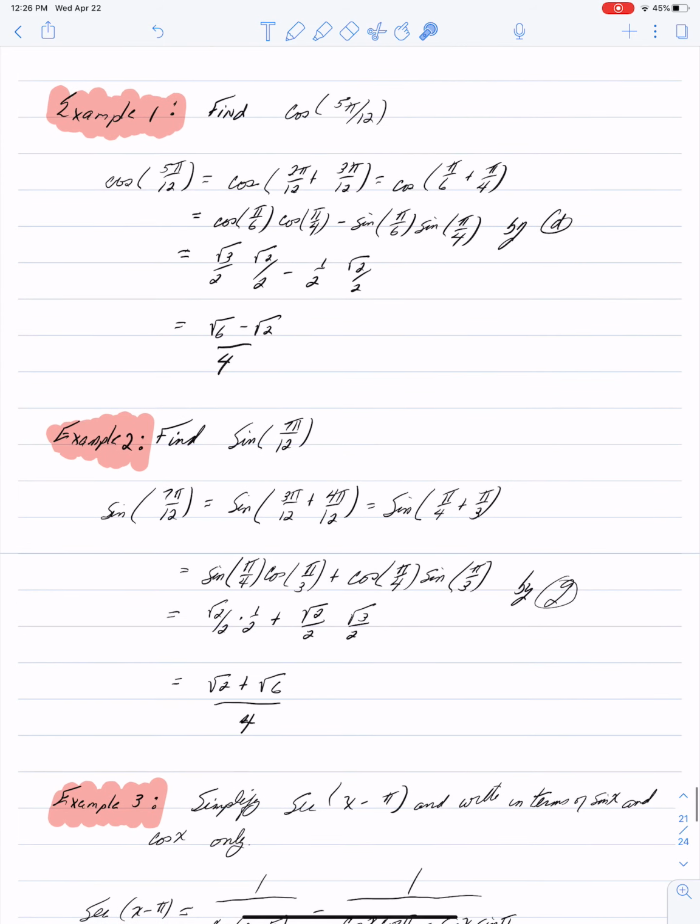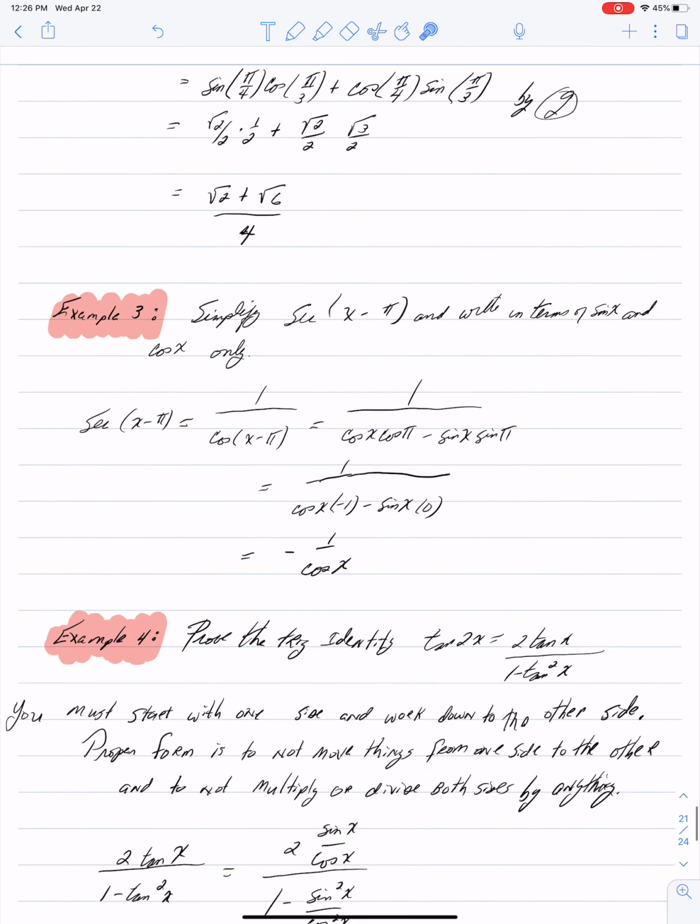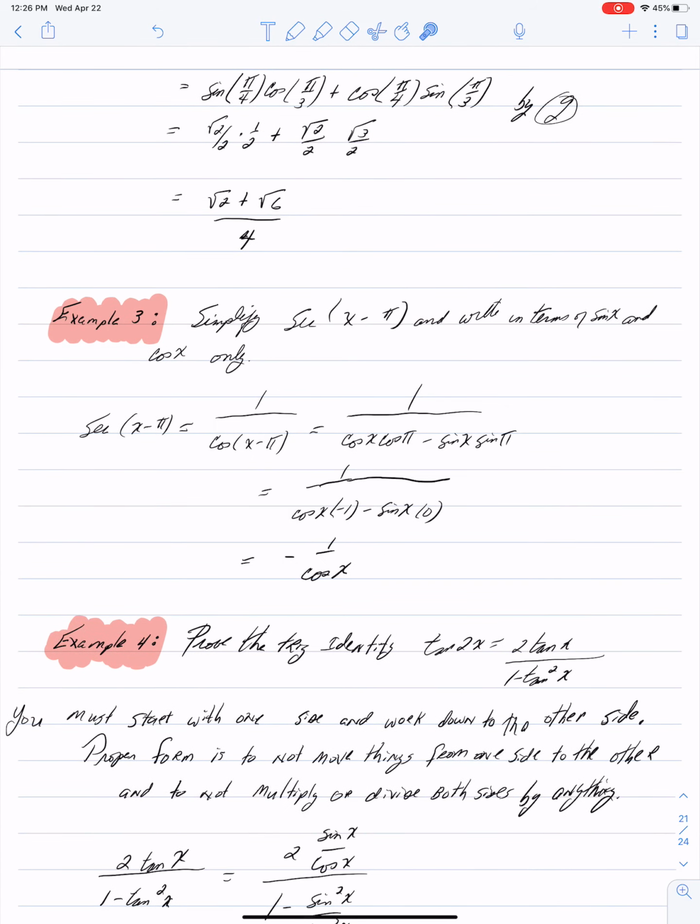All right, so that's the way you handle these kinds of problems, which you'll come across in the very first part of the homework. All right, the second part of the homework, I give you some trig expression and I say write in terms of sine or cosine only, or perhaps I say simplify. So this is secant of x minus pi. Well, secant can be written in terms of cosine. In particular, secant is 1 over cosine. So the secant of x minus pi is 1 over the cosine of x minus pi.